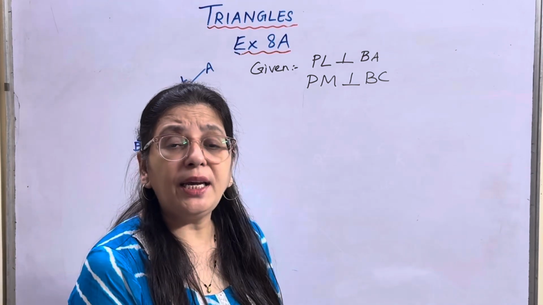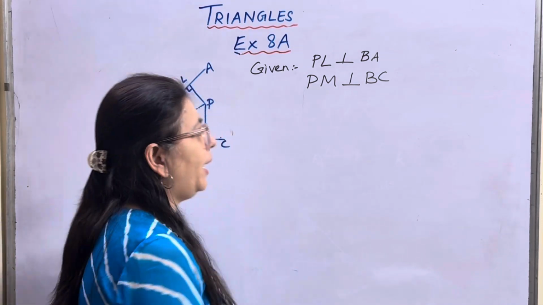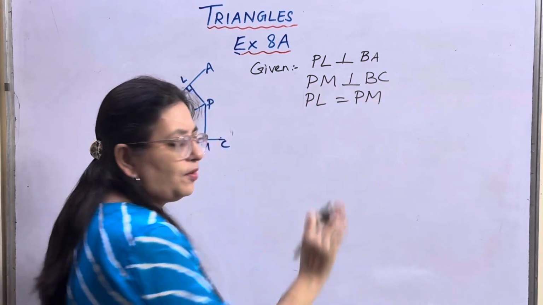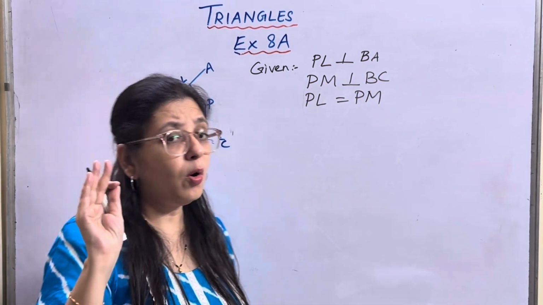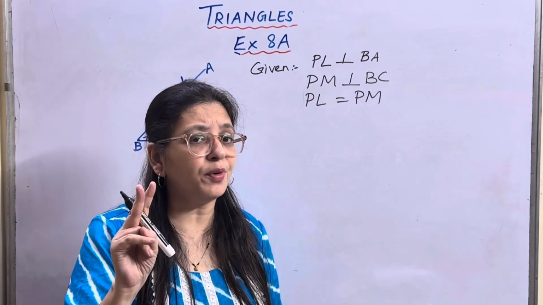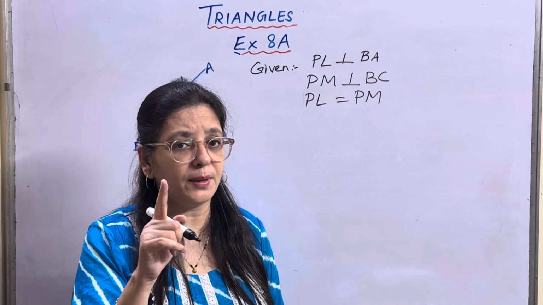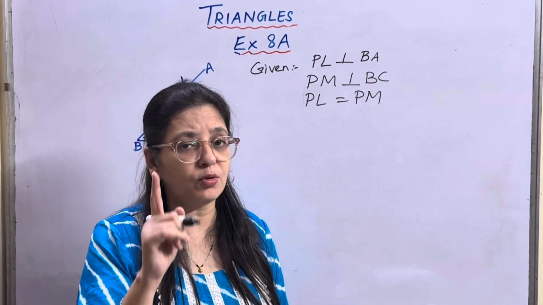Such that PL is equal to PM. PL is equal to PM. This information is given to you. Always understand, children, two pieces of information would be given to you. You will have to find the third one to make the triangles congruent.